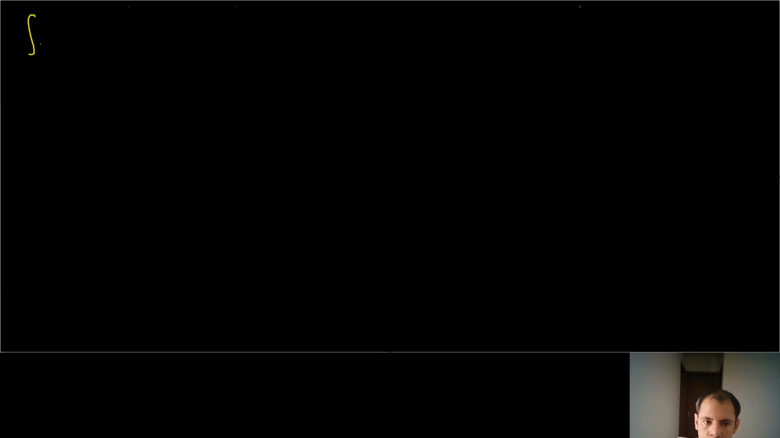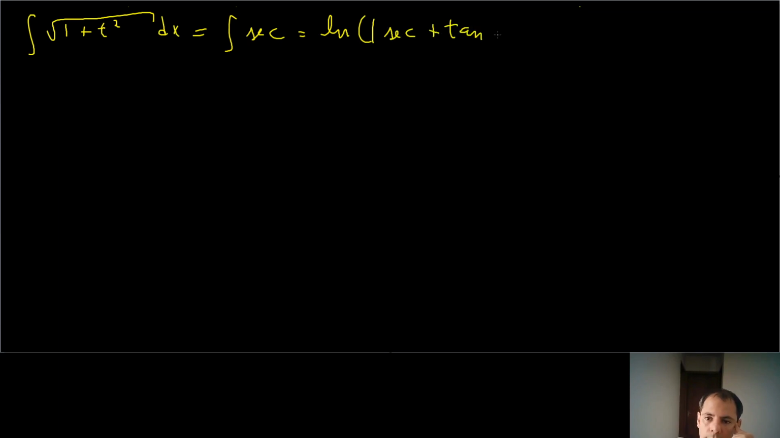Here's another one. The integral of the square root of 1 plus tangent squared dx. Well, there's an identity that says that 1 plus the tangent squared equals the secant squared. So the square root of the secant squared equals the integral of the secant. And we just found out what that is. The integral of the secant is ln of secant plus the tangent. Of course, the plus c, don't worry about it.